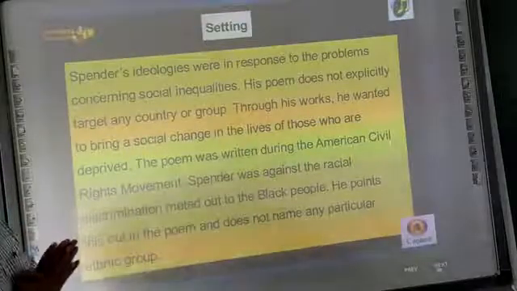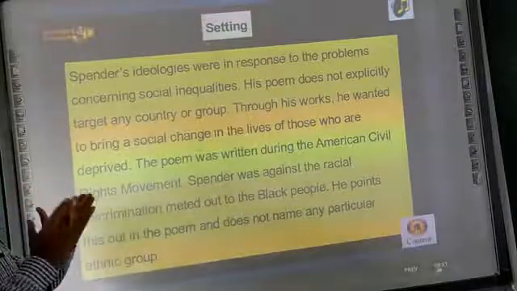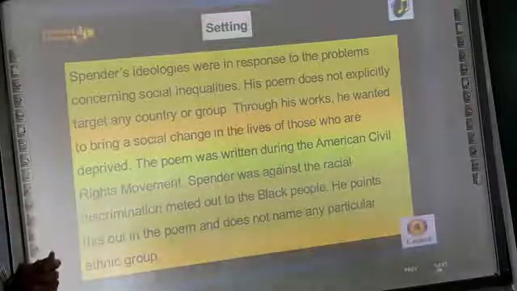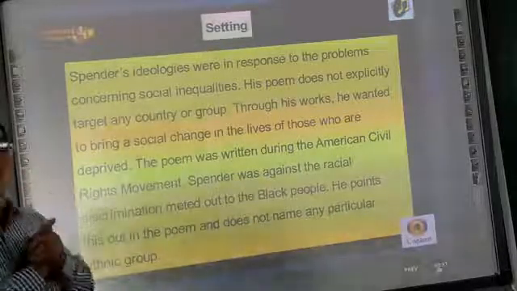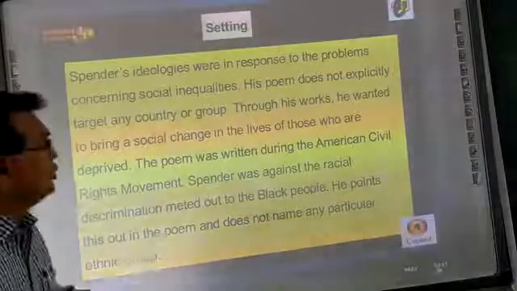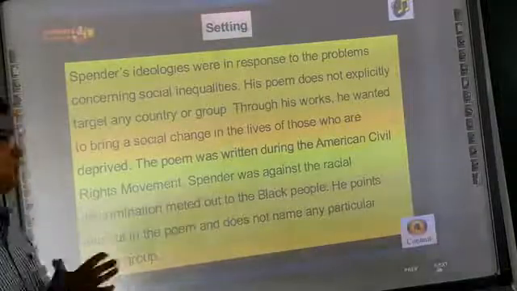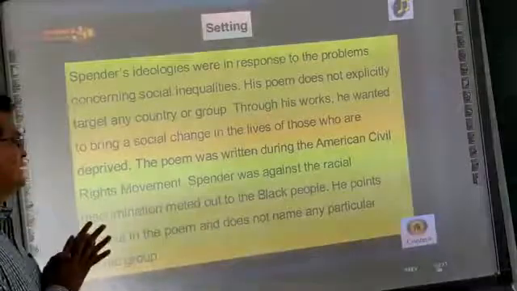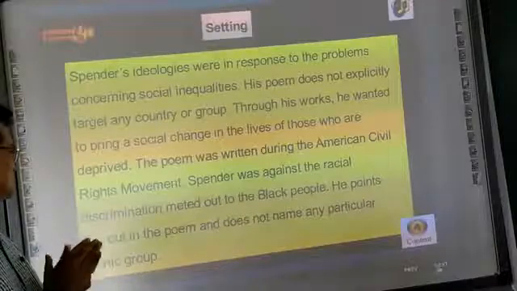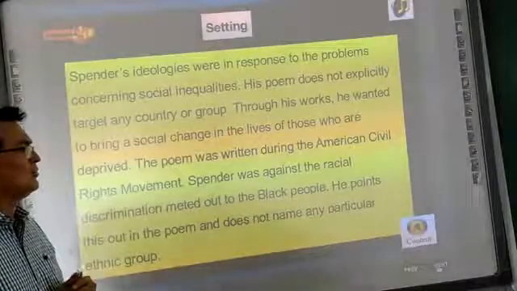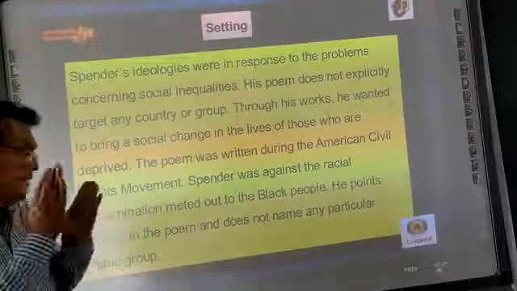Spender's ideologies were in response to the problems concerning social inequalities. So his concern is with social inequality; his poem does not explicitly target any country or group. He is concerned with the poor. Through his works, he wanted to bring a social change in the lives of those who are deprived, who are living in poverty. The poem was written during the American Civil Rights Movement. Spender was against the racial discrimination meted out to the black people. He points this out in the poem and does not name any particular ethnic group.